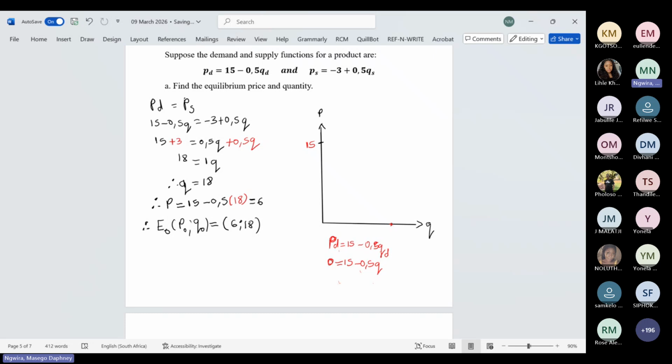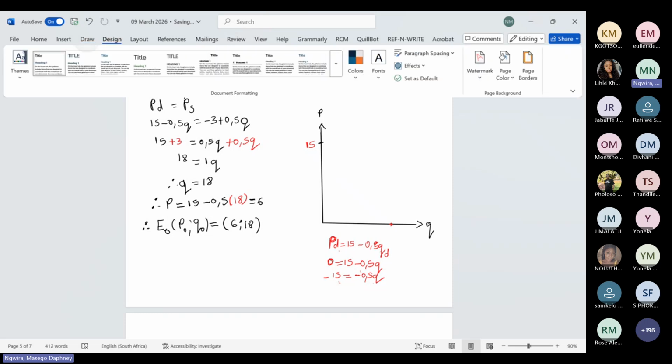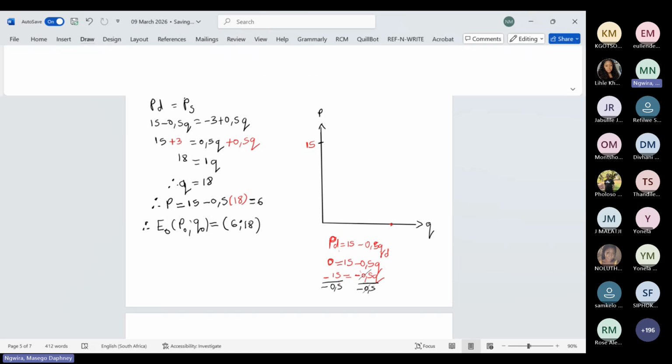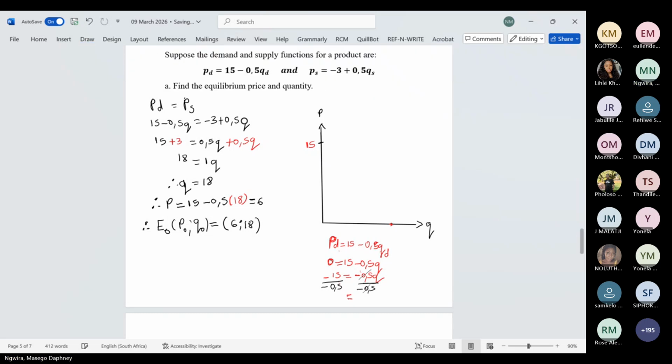So I'm going to put 0 because at this point, my price is 0. At this point, the P is 0. So I put 0, then I solve for Q. Then I take this to the other side. So this will be negative 15 is equal to negative 0.5Q. And then I'm going to divide by negative 0.5 on both sides because I want to solve for Q. Then these two cancel. Then Q is equal to 30. So this point is 30.